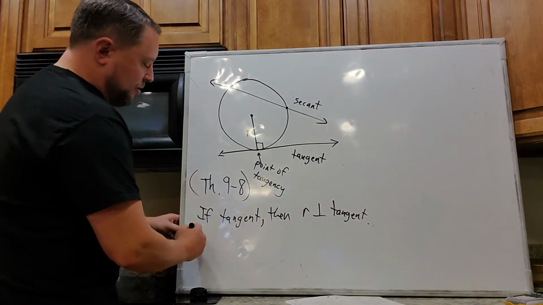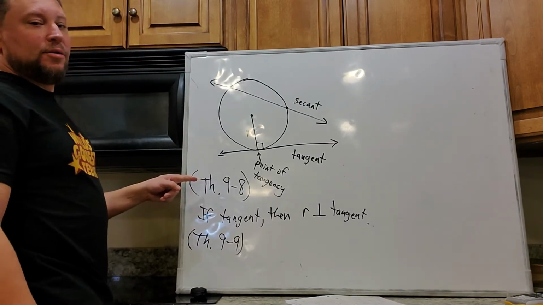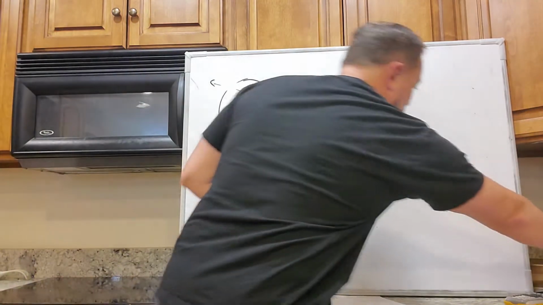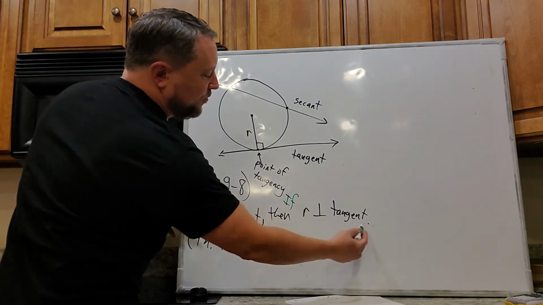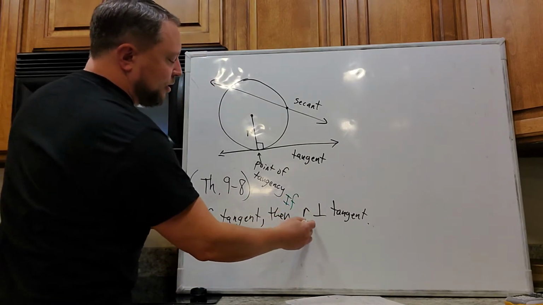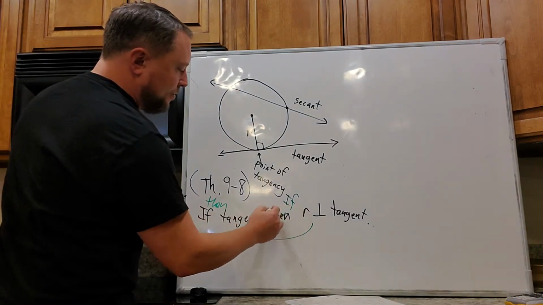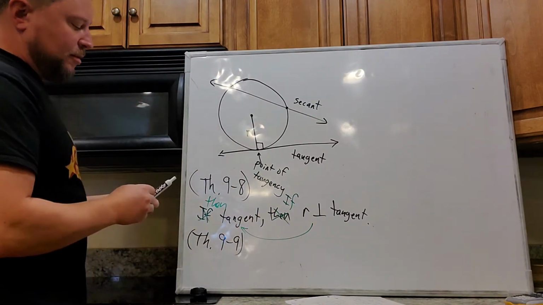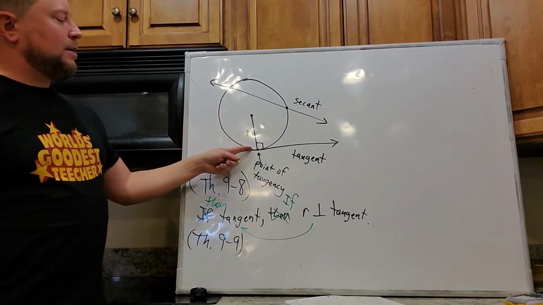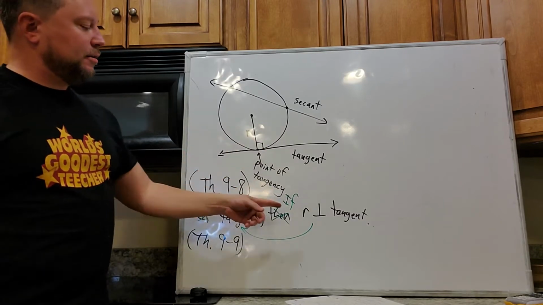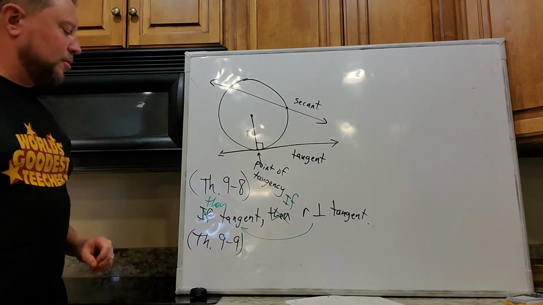Theorem 9.9 is just a converse of this idea. So it's going to switch the two. It would start out by saying, if they are in fact perpendicular, then we know the line is a tangent line. So if we draw a radius and it's perpendicular to that line, then we know it has to be a tangent line, just touching the circle at a single point.